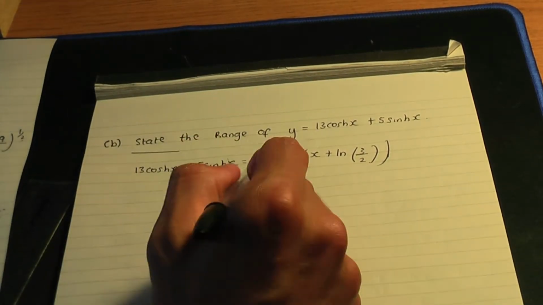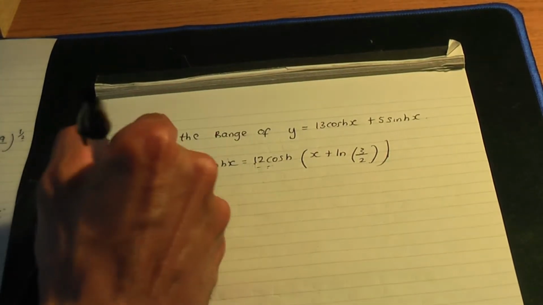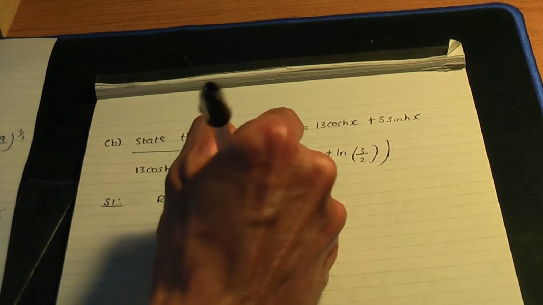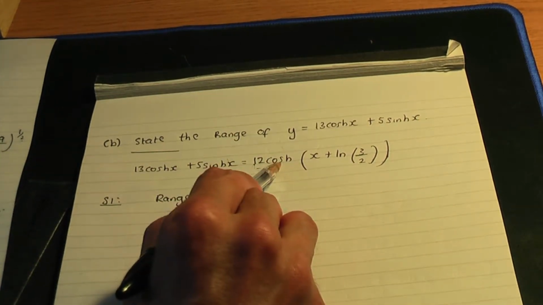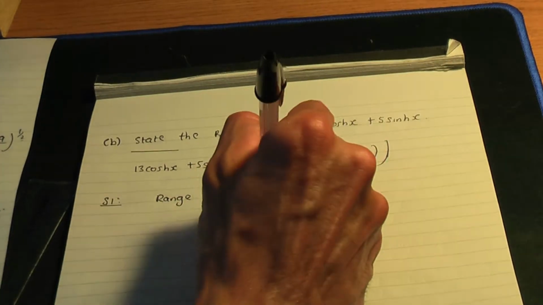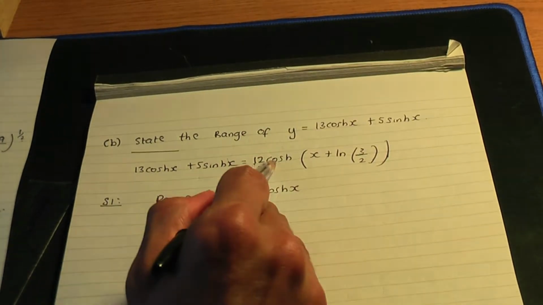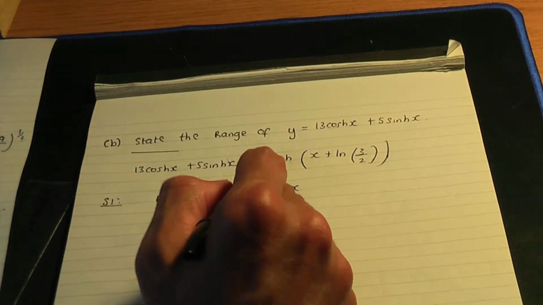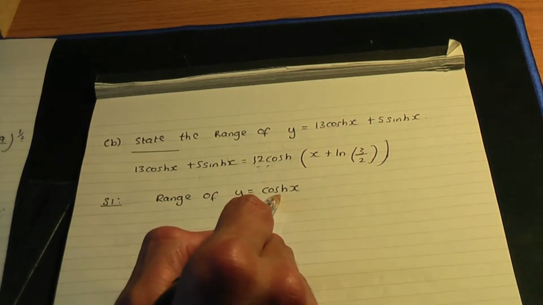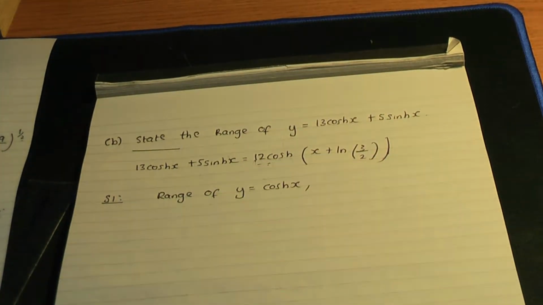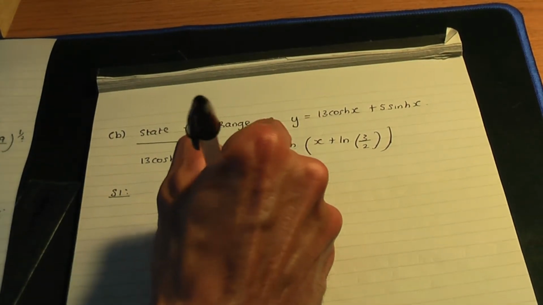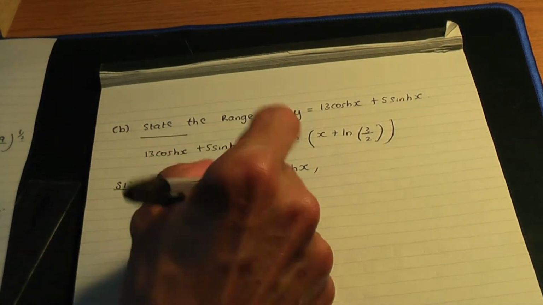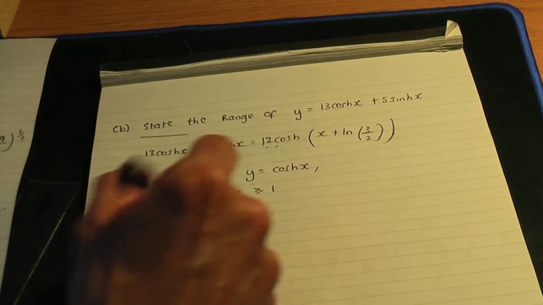Okay, so to find the range of this expression on the right, step number 1 is first write down the range of y is equal to hyperbolic cos x, since we have a hyperbolic cos term over here. Whatever function you have here, first give the range of that function. So the range of hyperbolic cos x is greater than or equal to 1. Okay, so it's cos x greater than or equal to 1. That is the range of hyperbolic cos x.